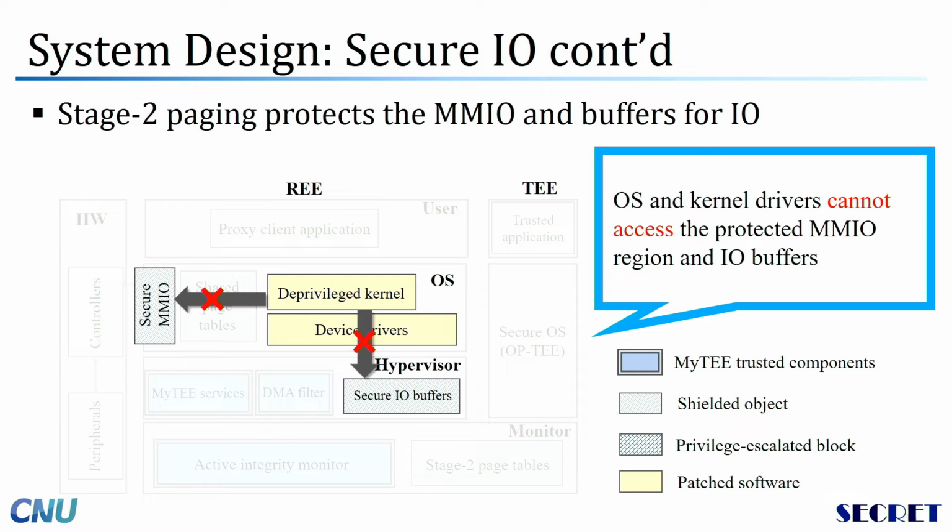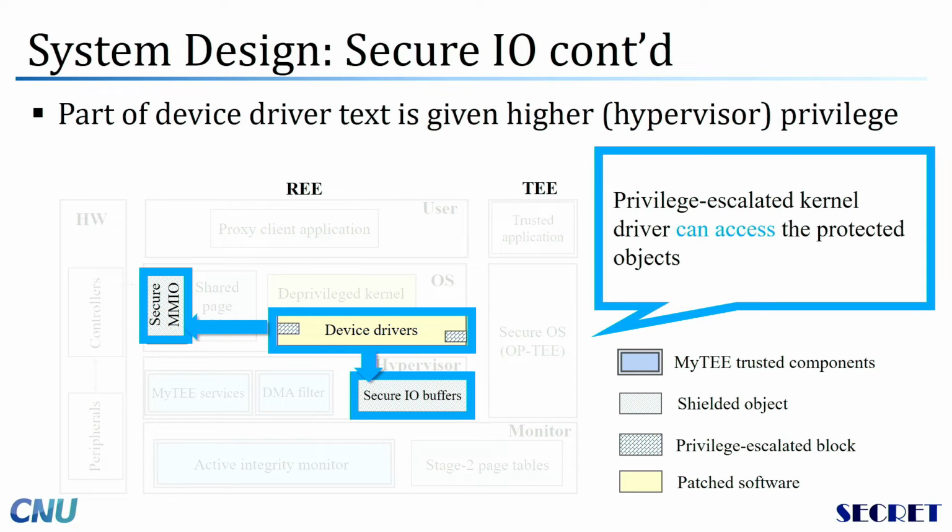First, the MMIO region and DMA buffers are write-protected by stage 2 paging. Thus, the OS and device drivers cannot access them. Then, we temporarily escalate the privilege of code blocks in the device drivers so they can access shared objects. Because we leverage the existing device driver instead of hosting the device driver in the TEE, we can prevent bloating the TEE.